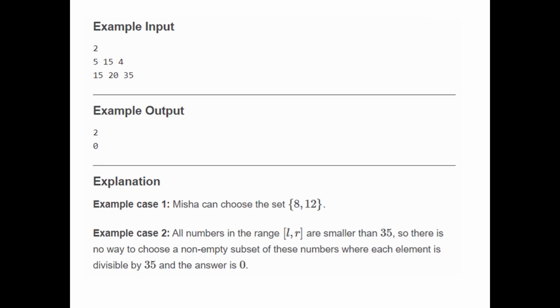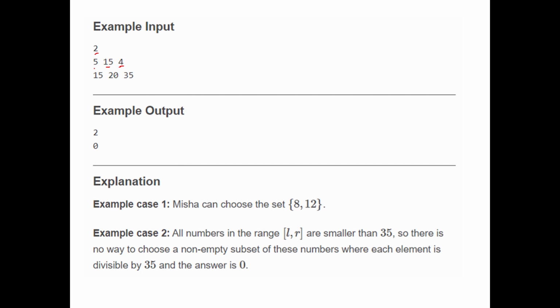So let's look forward. The example they provided was 2, denoting the number of test cases. Here the values of L and R are 5 and 15 and the value of G is 4. As given in the explanation, the numbers divisible by 4 are 8 and 12. These are the only two numbers that are divisible by 4, and 4 is the greatest number dividing both of them, so the output will be 2.